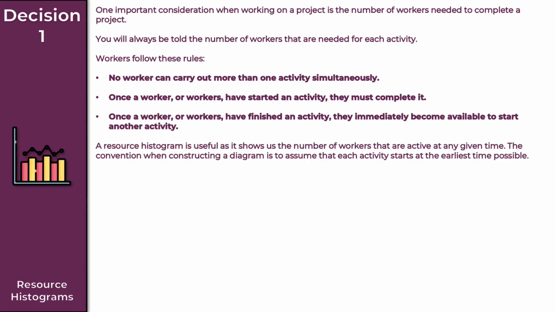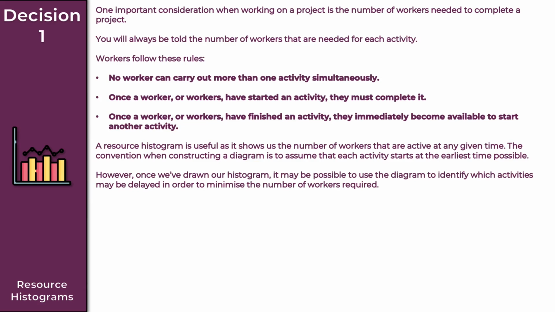A resource histogram is useful as it shows us the number of workers that are active at any given time. The convention when constructing a diagram is to assume that each activity starts at the earliest time possible. However, once we've drawn our histogram, it may be possible to use it to identify which activities may be delayed in order to minimize the number of workers required.